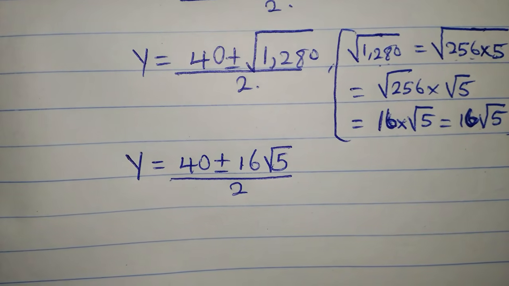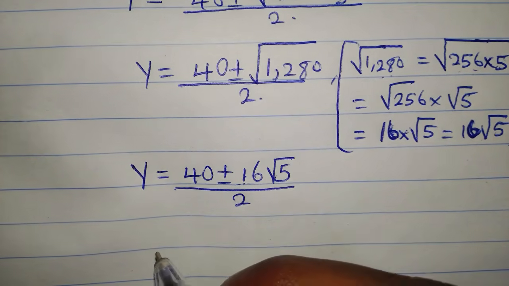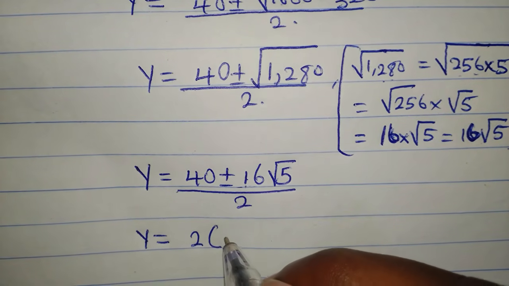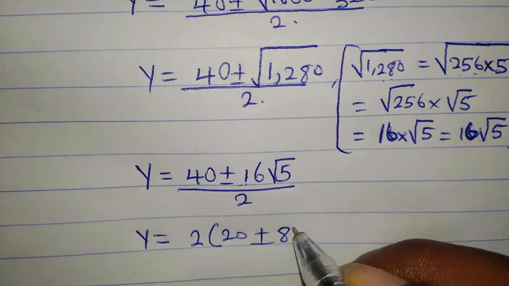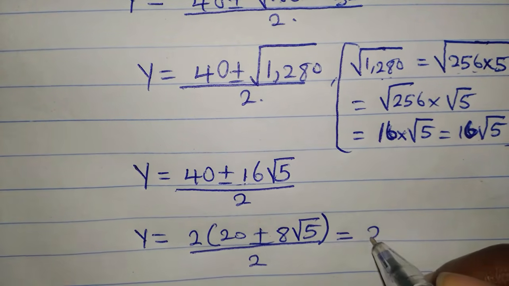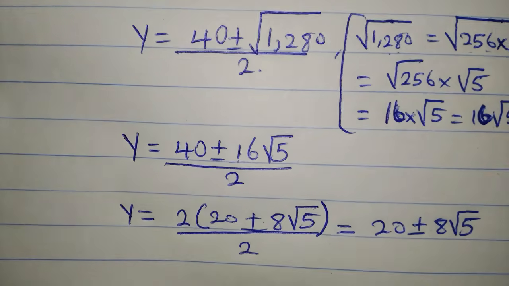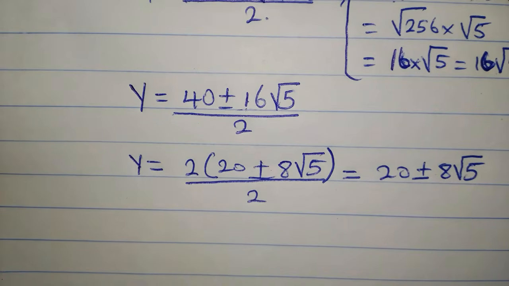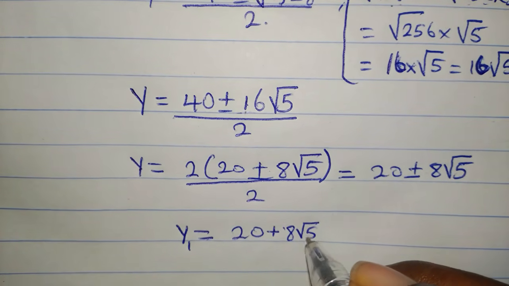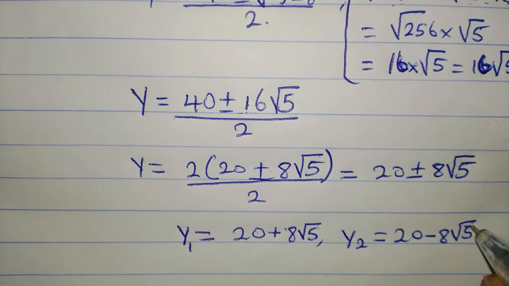Okay, so this is what we are now having. Having done this, what are we simply going to do again? You can see that there's a common factor, and that common factor is 2. It's beyond 2, it is 4 actually, but since we're having 2 at the denominator, we can factor 2 out. So we can say y is equal to 2 open bracket 20 plus or minus 8 root 5 close bracket divided by 2, which is equal to 20 plus or minus 8 root 5. So from here we can see y1 is equal to 20 plus 8 root 5. Our y2 is equal to 20 minus 8 root 5.